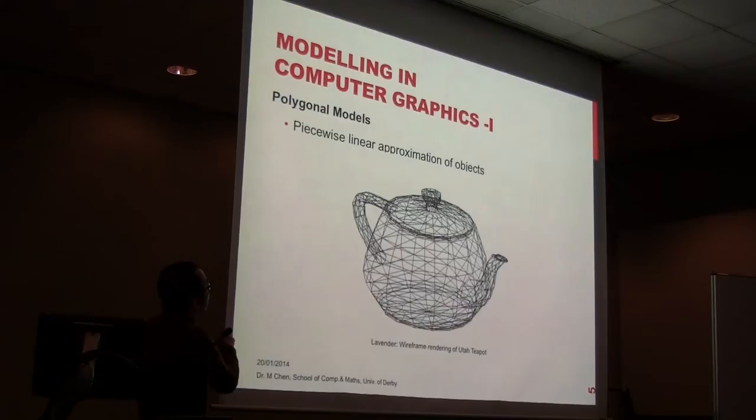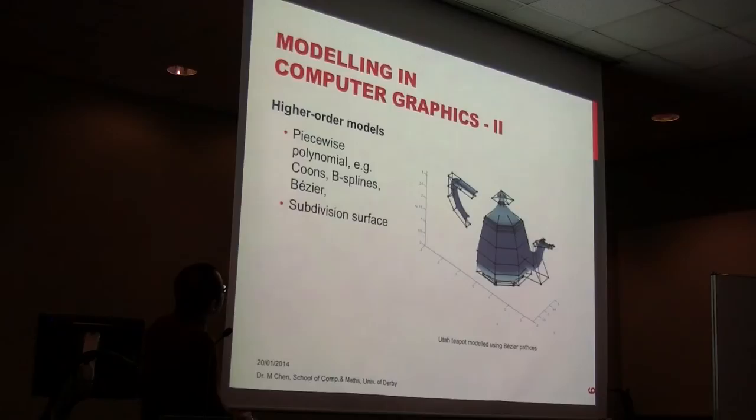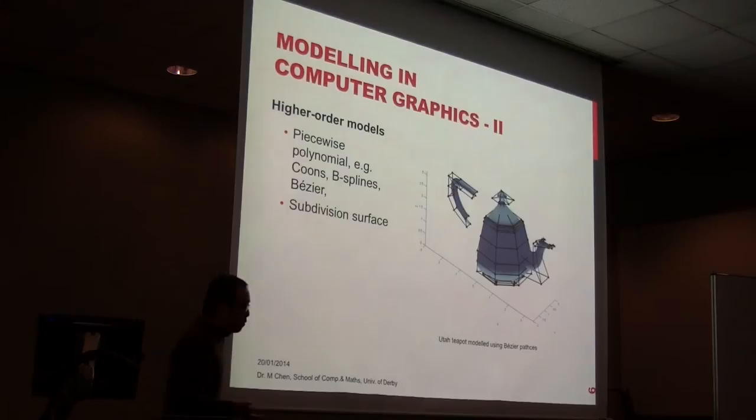We'll talk about this advancement a bit towards the end of the lecture, how the landscape will be changed when other types of model representation are available. So, moving on, if we want a more sophisticated version of a surface, we can use what's often called a higher order model.